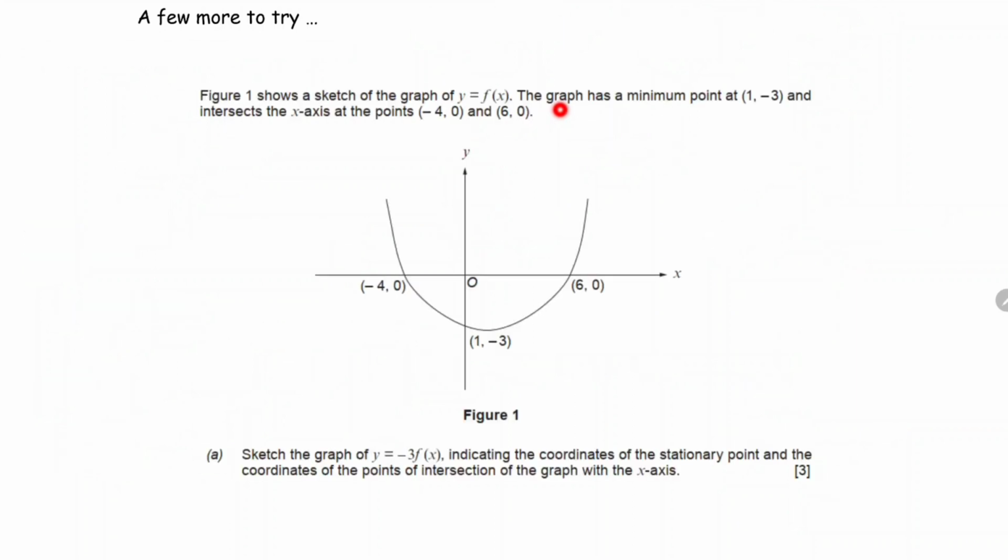Right, another one for you to try. Pause the video and give this one a go. There's only one part to it. This is a minus 3f of x, with the minus 3 outside.